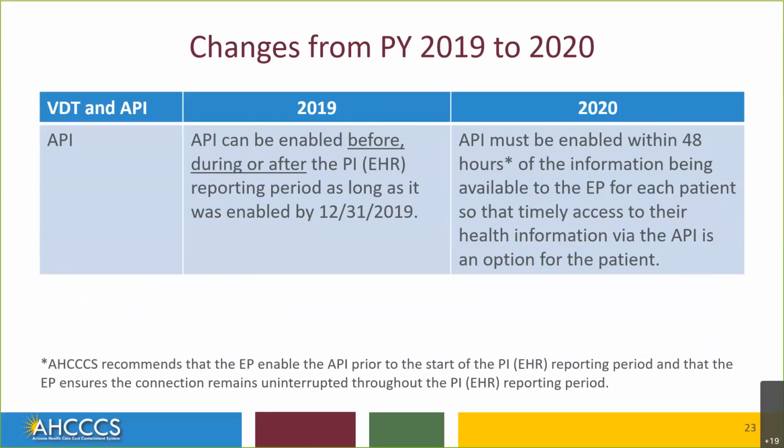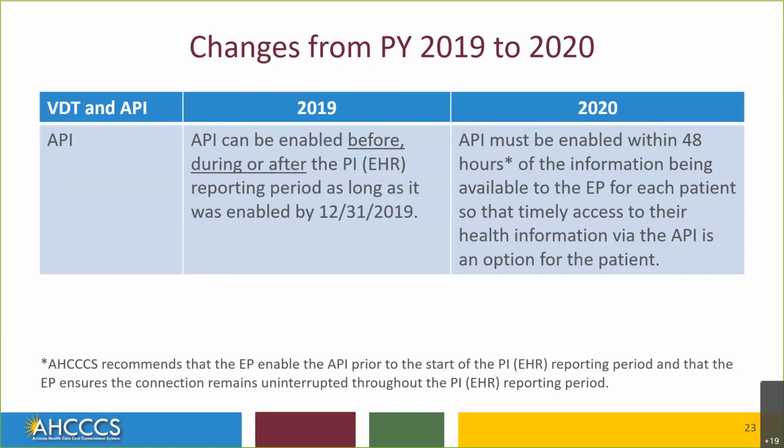So what changed between program year 2019 and program year 2020? Just the API. View, download, and transmit has been a requirement and has remained the same for 2019 and 2020. However, starting in 2019, the API can be enabled before, during, or after the PI reporting period, so long as it was enabled by December 31st, 2019. And that is only applicable to program year 2019. However, in 2020, the API must be enabled within 48 hours of the information being available to the EP for each patient, so that timely access to their health information via the API is an option for the patient.